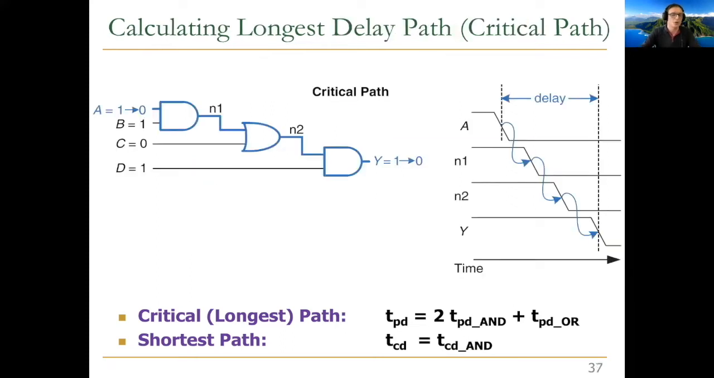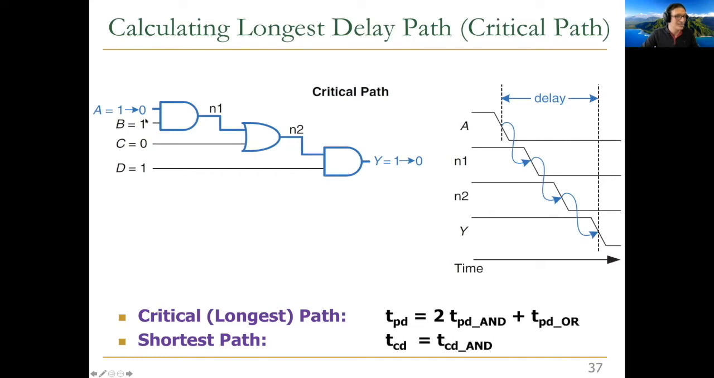And this is from your book. Basically, this shows how things propagate. So if you, for example, change A from 1 to 0, it takes time for N1 to change, as you can see over here. And then after N1 changes, it takes time for N2 to change. And then after N2 changes, it takes time for Y to change. That's why you get 2 AND gate delays plus 1 OR gate delay. Hopefully that's obvious. Note that not all changes in the input affect the output.